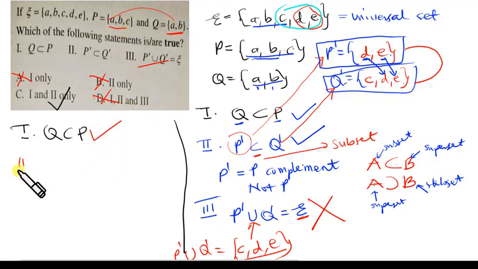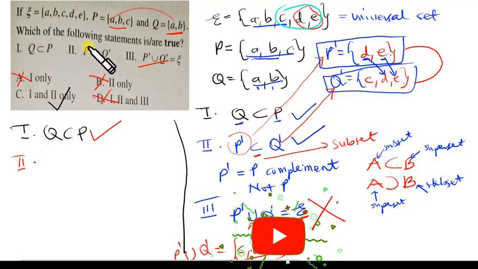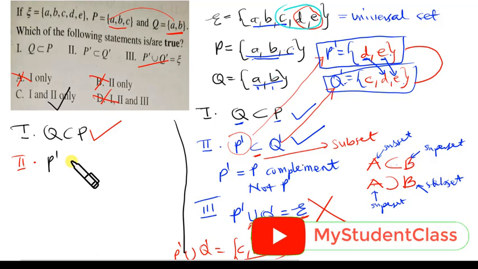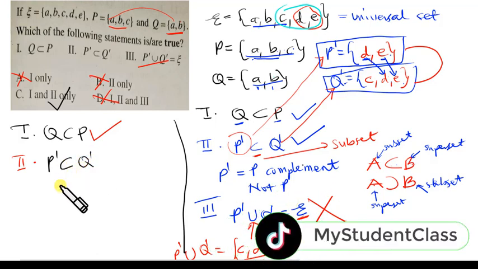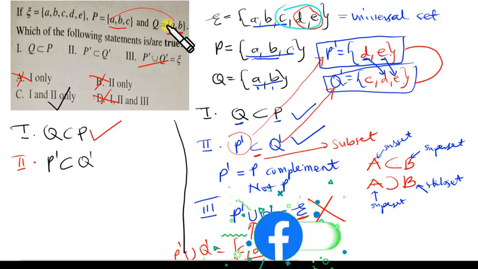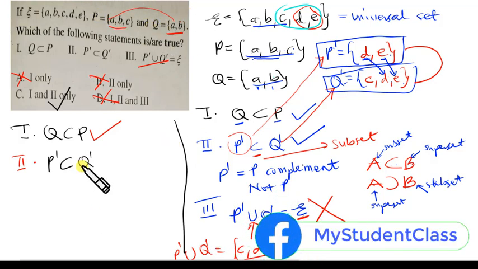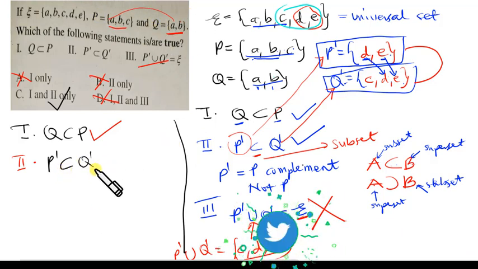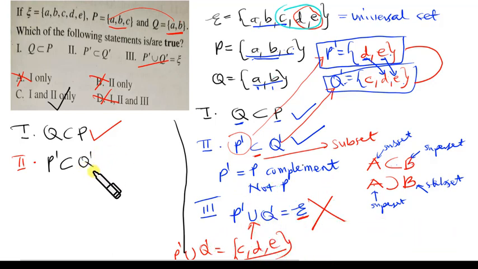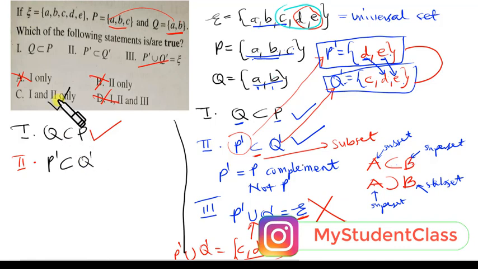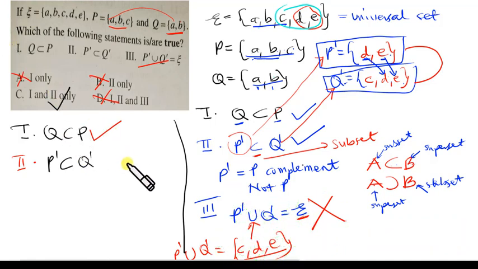Now let me check the second one here. I have P complement is a subset of Q complement. I do not want to find a complement. I've been given the sets P and Q. So why should I have to find the sets P complement and Q complement before I can verify this expression? I can change it. There is something that we call De Morgan's law. Let me write it here. De Morgan's law.